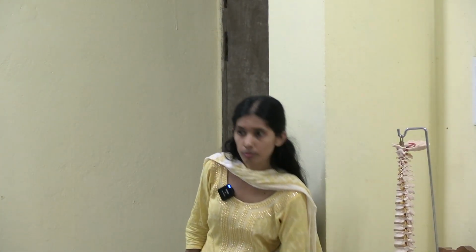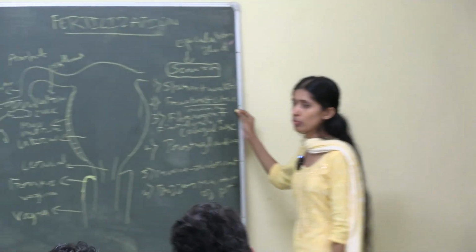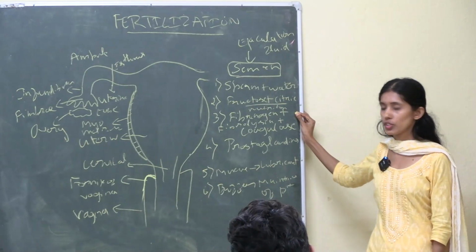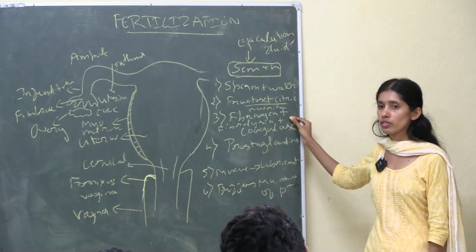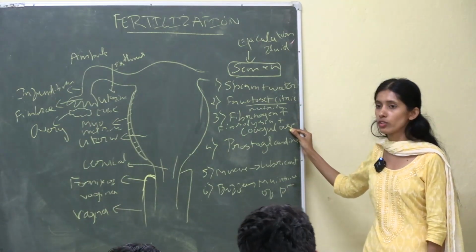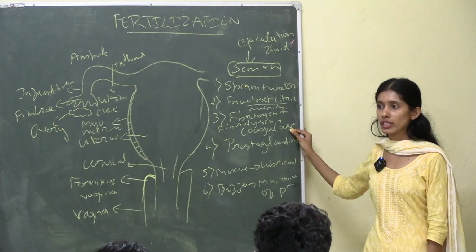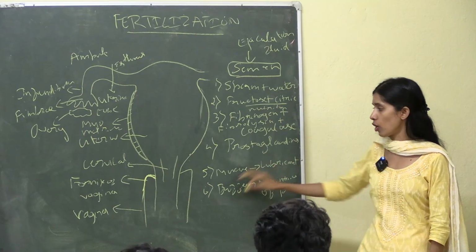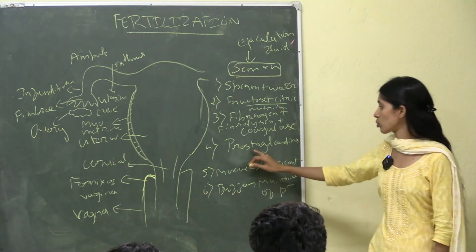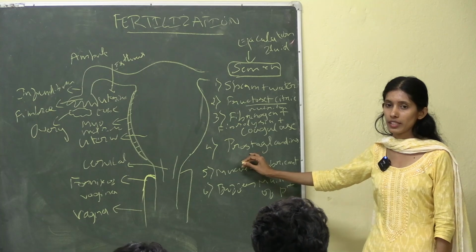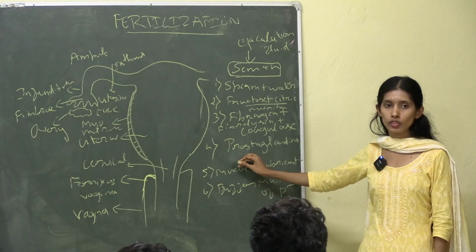Any doubts? So fructose and citric help in providing the required nutrition, followed by fibrinogen, fibrinolysin plus coagulase help in the attachment and binding of the sperms into the wall of vagina. The last fourth one is prostaglandin. It helps in the contraction of the uterus.